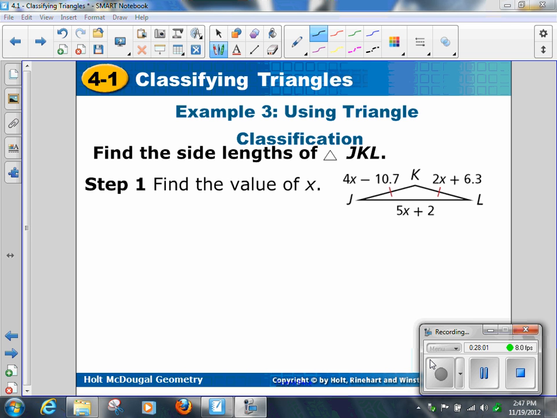What do the tick marks mean? The sides are congruent. Which two sides are congruent? The tick mark sides. Name them. JK is congruent to KL. Now go, folks, that's given, right? Isn't that given to us?